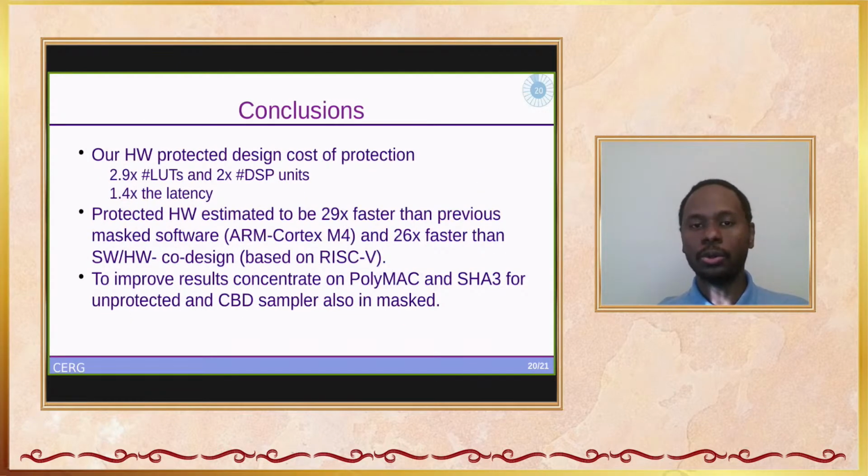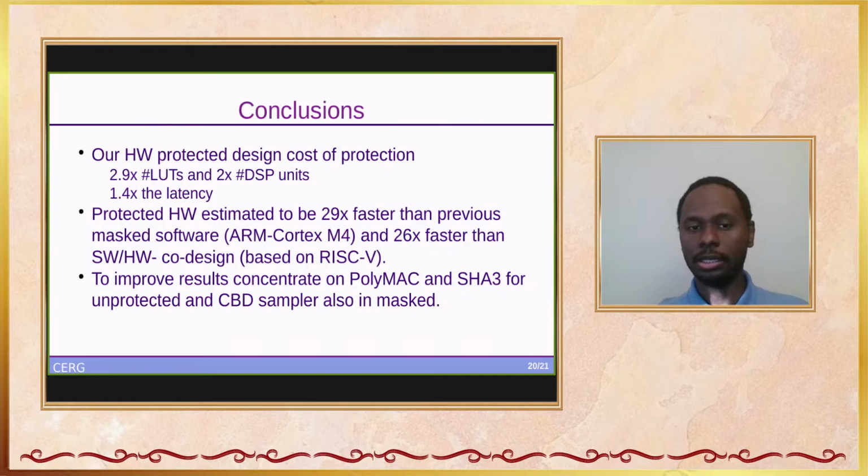So to conclude, the cost of protection in our design was 2.9 times the LUTs, 2 times the DSP units, and 1.4 times the latency. Our protected design is also 29 times faster than previous NAS software running on ARM Cortex-M4, and 26 times faster than the software hardware co-design based on RISC-V that was reported previously in literature.